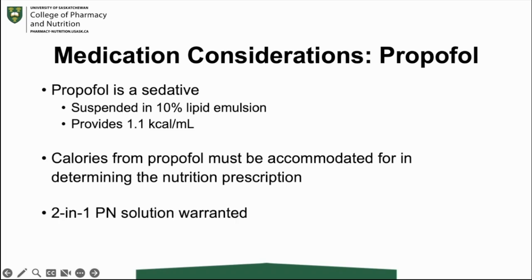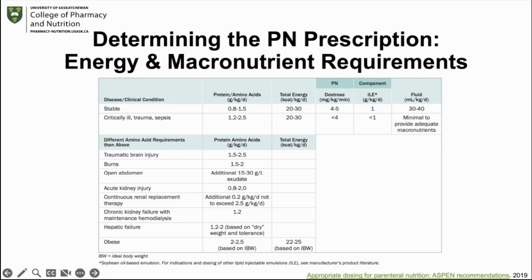From a parenteral nutrition perspective, if we have a patient on propofol, this is an excellent example of when we would use a 2-in-1 PN solution, which was introduced in the first video of this series. It contains only dextrose and amino acids, versus a 3-in-1 solution that also contains lipids. After collecting all of the necessary assessment parameters we have reviewed, one of the final steps the dietitian takes in determining a PN prescription is to first determine how many calories and grams of protein, fat, and carbohydrate a patient requires to support their nutritional health and current condition.